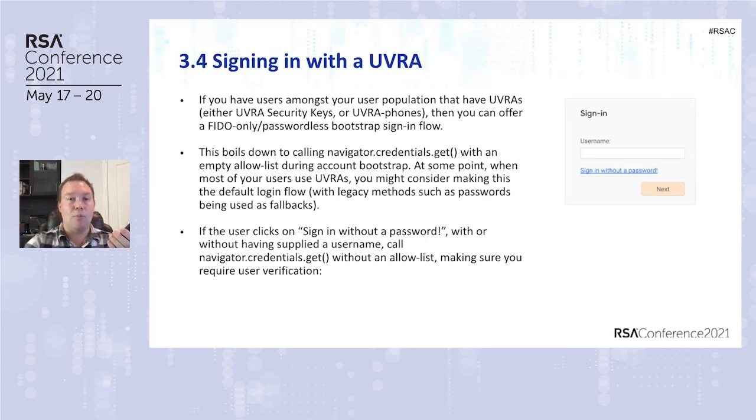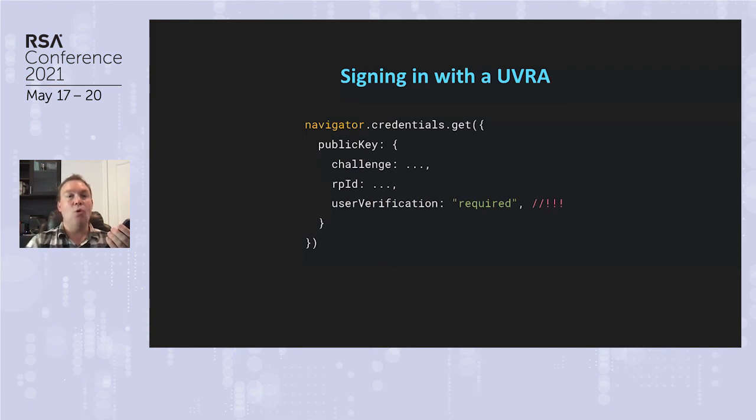And if you click on that particular button, the system will issue a GET call with no allow list. You just won't say anything to the system. You'll just say, I want the credential. I don't care which one. You figure it out. And I want user verification on that credential. What will then happen is your browser or your user agent will step in. It'll present you a list of all the available credentials, either locally or on devices in proximity that you have a relationship with. At that point, the user can pick any of those accounts, just touch their fingerprint, and be magically signed in. So that's the experience in the future that we're aiming for.